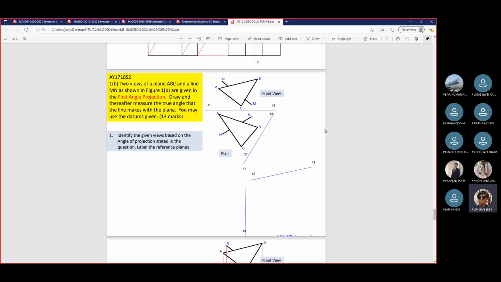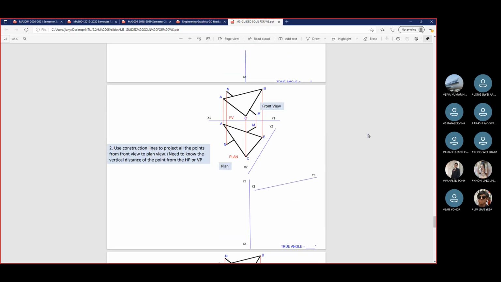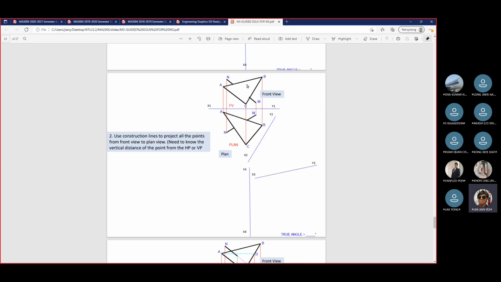Okay, so step 1. Step 1, connect all the corners to each other. Easy step 1. You just take your ruler and connect all the corners together: A, N, N, B, C, M, N, B, B.